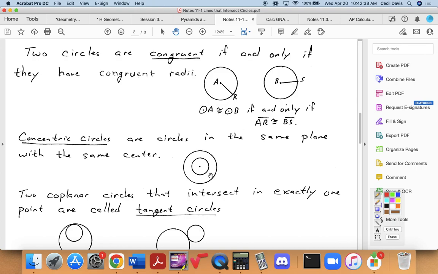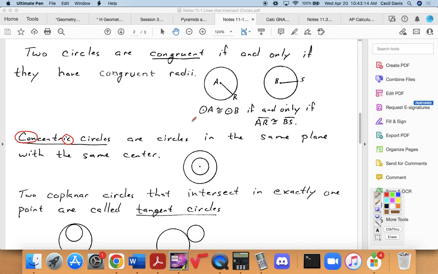Okay, we won't do very much with this, but it is a term that you need to know. Concentric circles. In Spanish, what does con mean? Means with, right? And when you add the ick at the end of this means with the same center. Okay? So the word actually tells you about it. It's two circles that have the same center, like a bullseye. Okay?